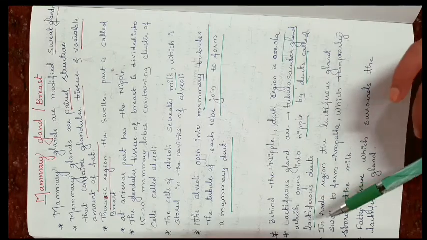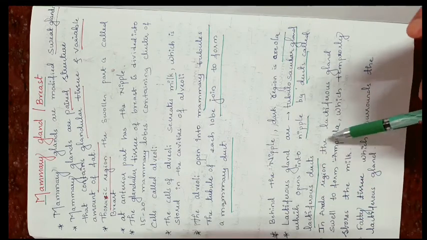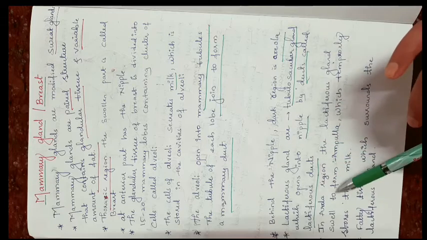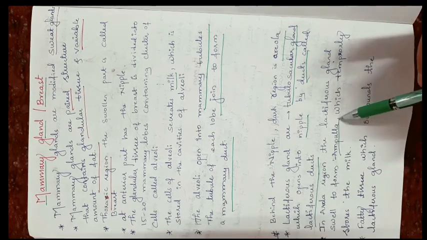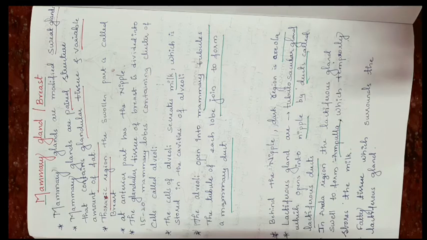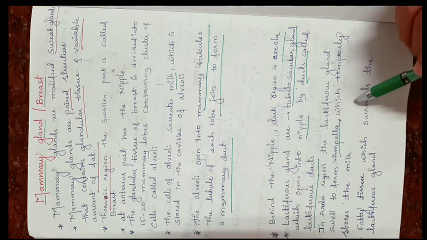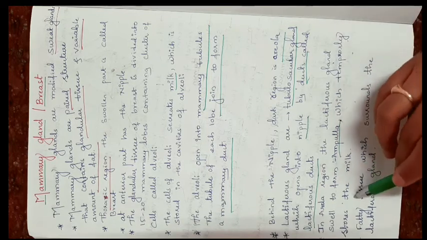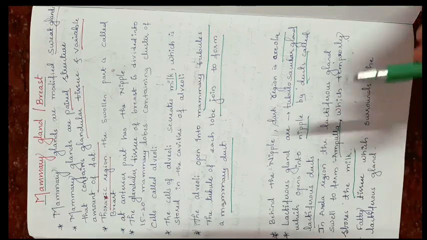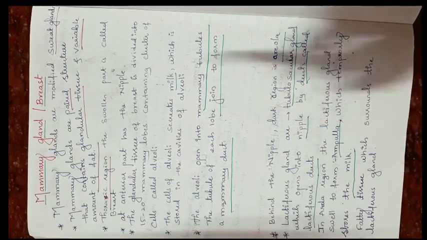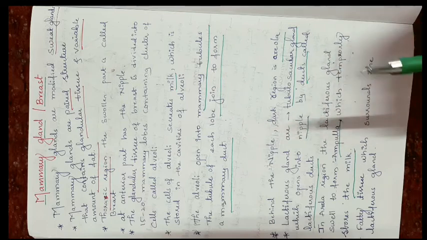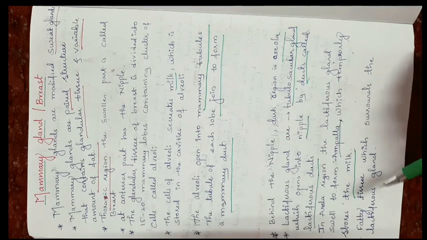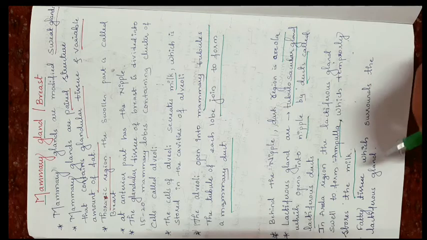Next, in the areola region, the lactiferous gland swells to form an ampulla. The swollen part of the lactiferous gland is called the ampulla. We discussed this while explaining the diagram. It temporarily stores the milk. The ampulla region of the mammary gland stores the milk temporarily. Next, a fat tissue just surrounds the lactiferous gland.